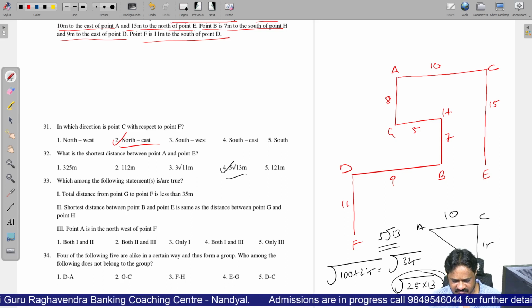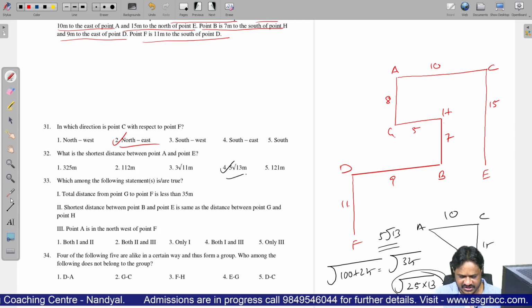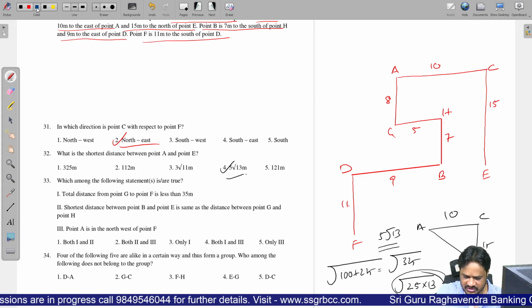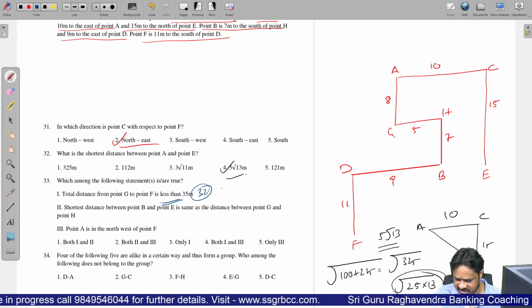Next question. Which of the following statements is true? Total distance between G and F is less than 35. This is G, this is F. 5 plus 7, 12. 12 plus 9, 21. 21 plus 11, 32. This is 32. So less than 35, correct.